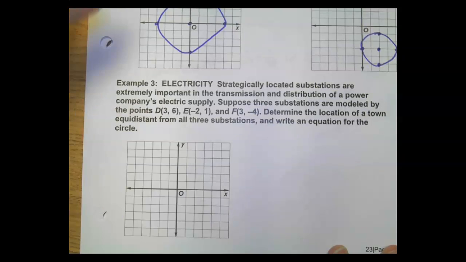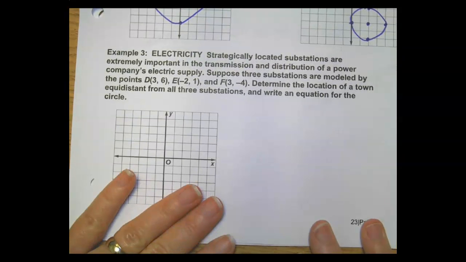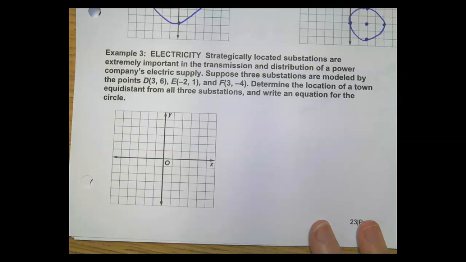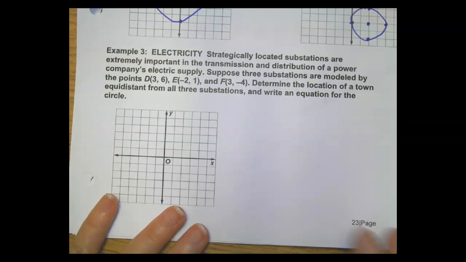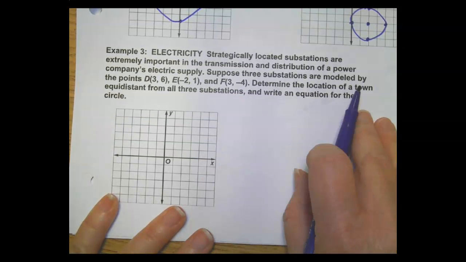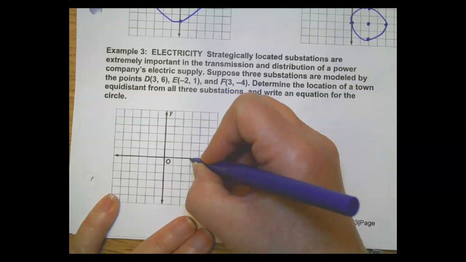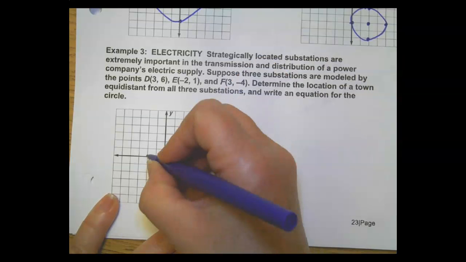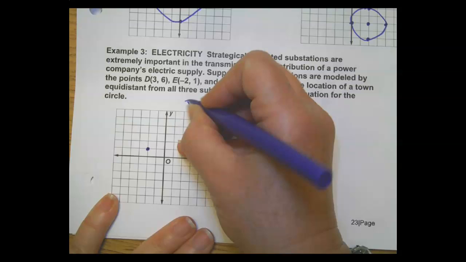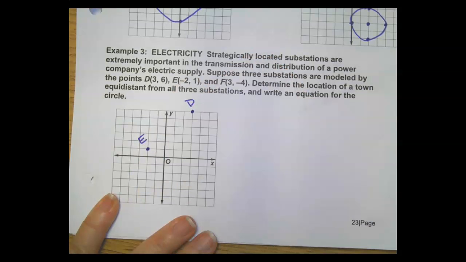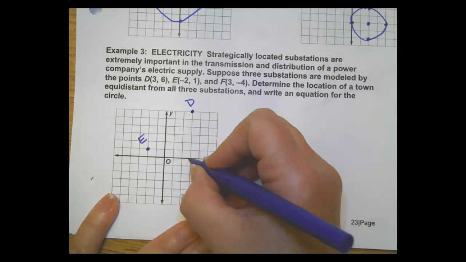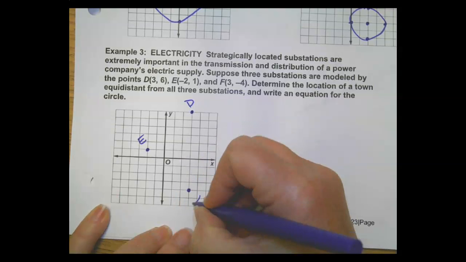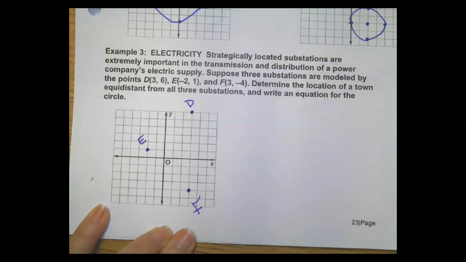Electricity. Strategically located substations are extremely important in the transmission and distribution of the power company's electric supply. That is so true. Suppose you have three of these substations. They're modeled by the points (3, 6), (-2, 1), and (3, -4). Determine the location of a town equidistant from all three.